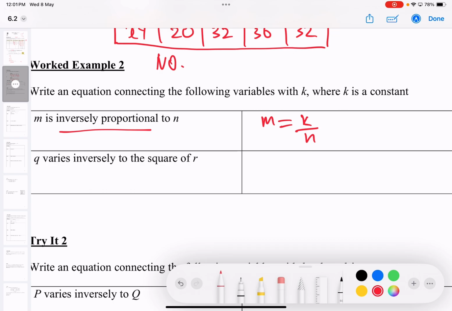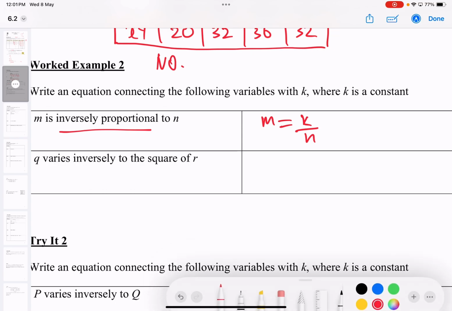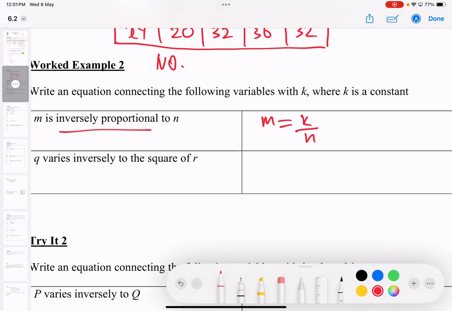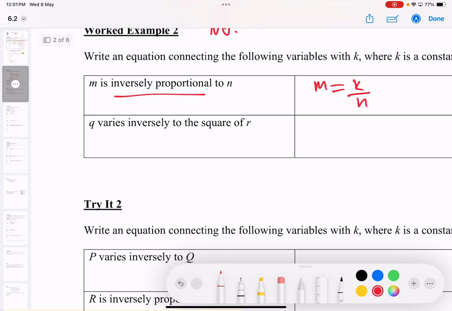So when it is inversely proportional, the second variable over here is going to be in the denominator. That is the only difference. If it's directly proportional, it is just k times n. Alright? So how about the next one? Let's take a look at the next one and maybe some of you can help me out.